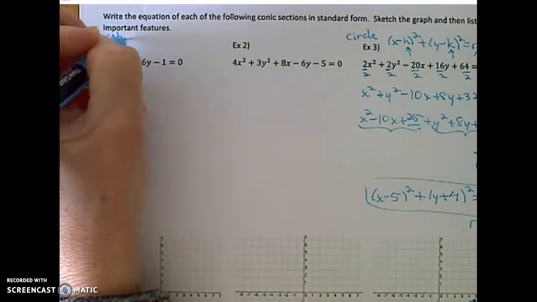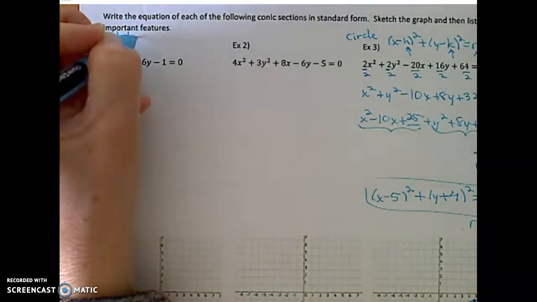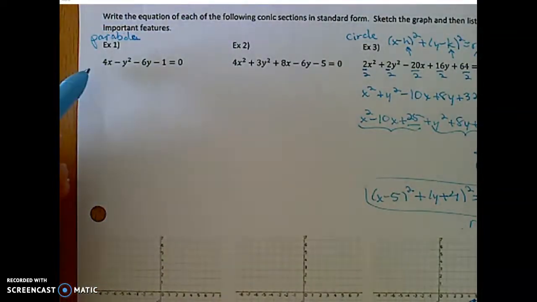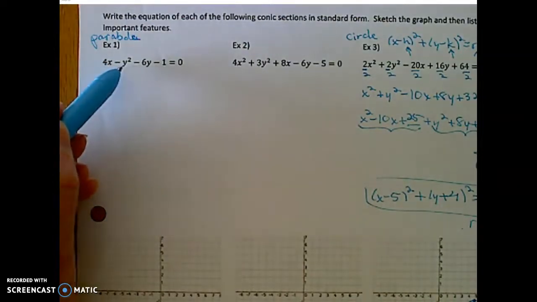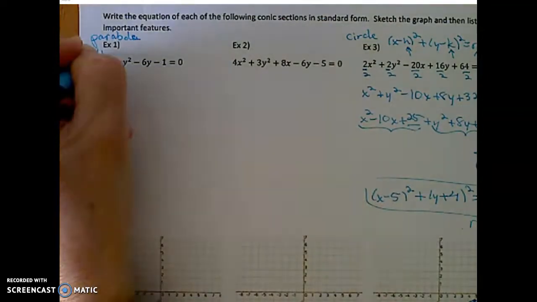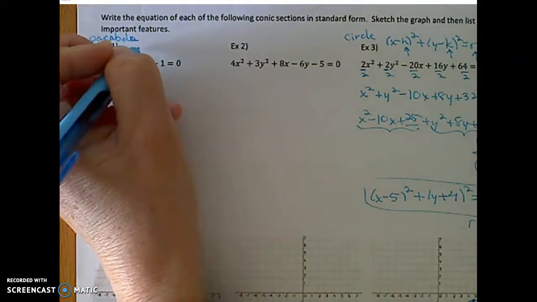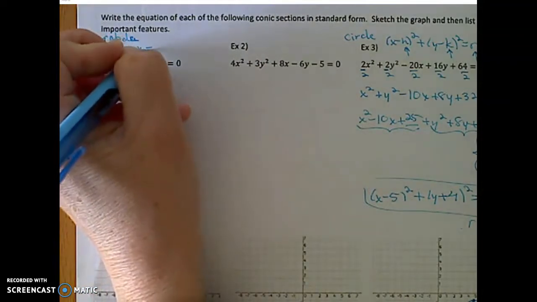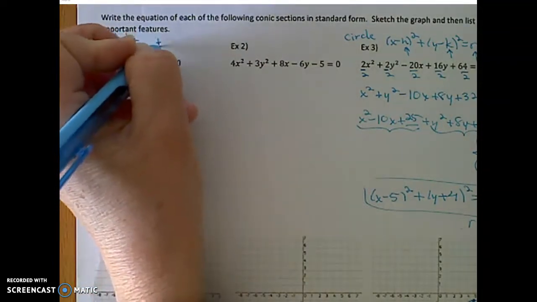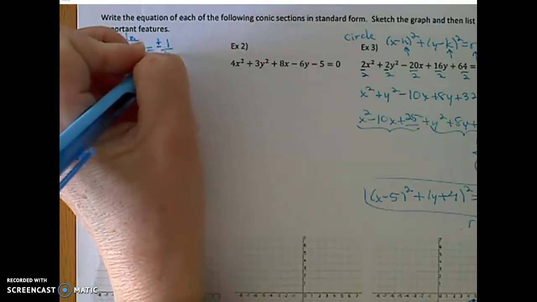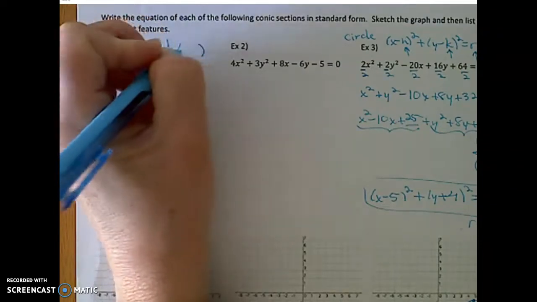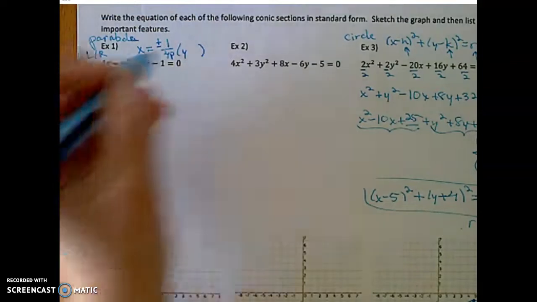My next question is, is this going to be an up-down or a left-right parabola? Notice since y is squared, it's actually going to be a left-right parabola. And my vertex form is going to look like this. X is equal to, I don't know yet if it's positive or negative, 1 over 4p, because the y is squared.